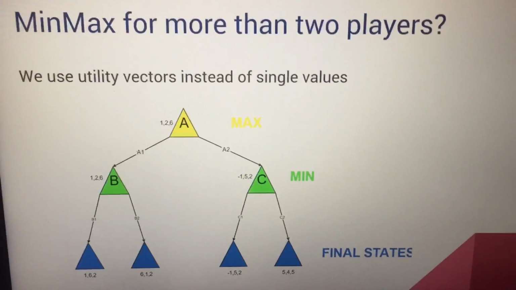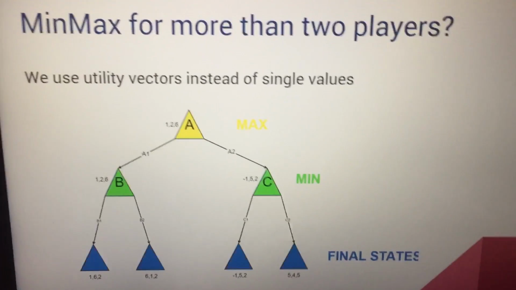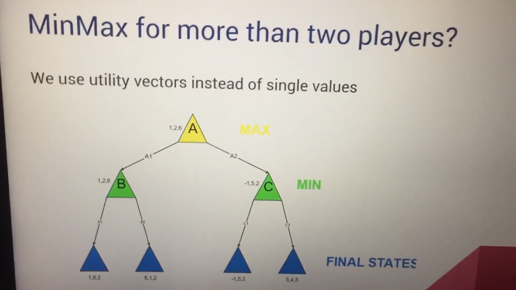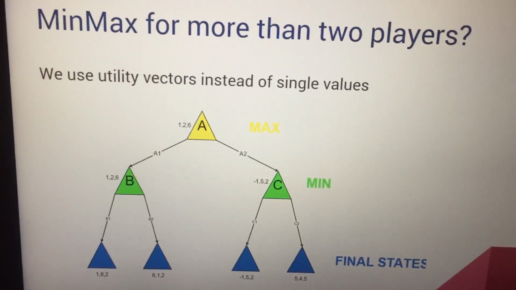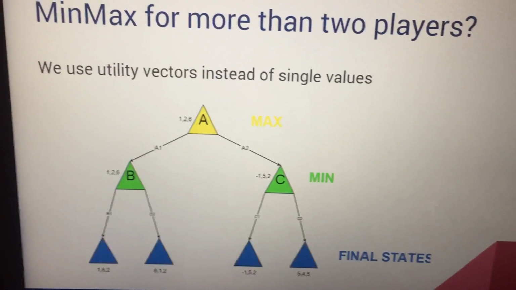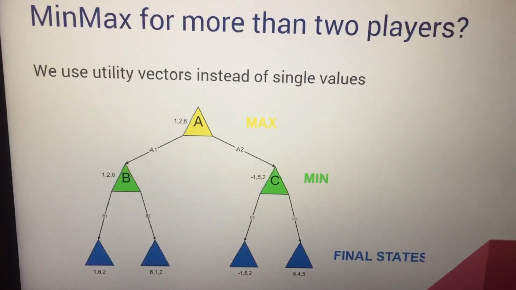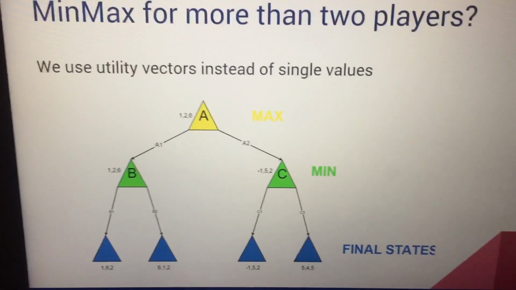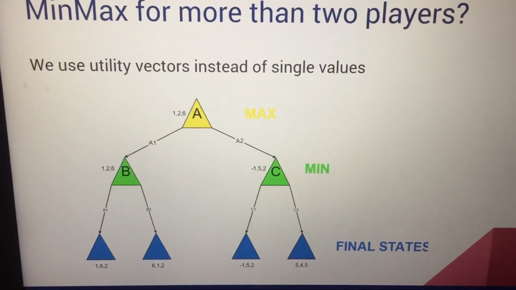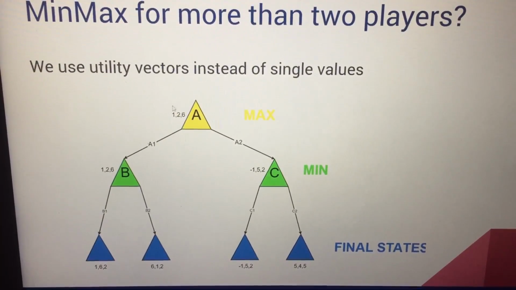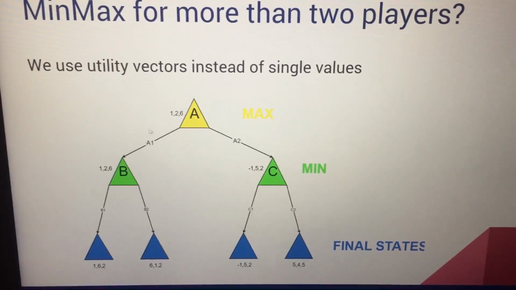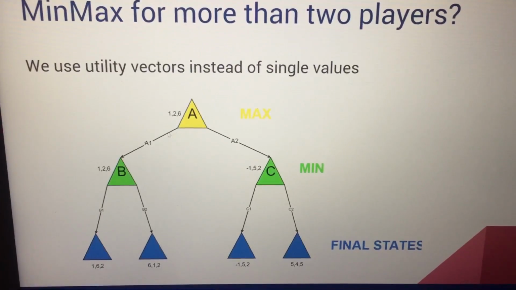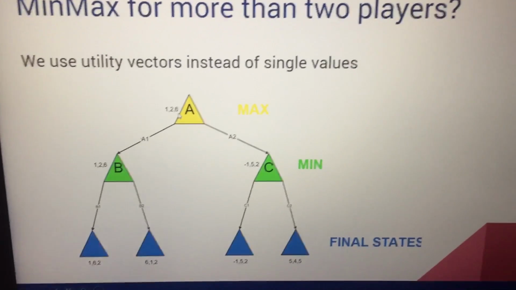Can we use min-max for more than two players? Yes, we can use min-max for games with more than two players. And how do we do this? We use utility vectors instead of single values. As you can see, I am setting utility values for three players. It's calculated the same as I already explained.